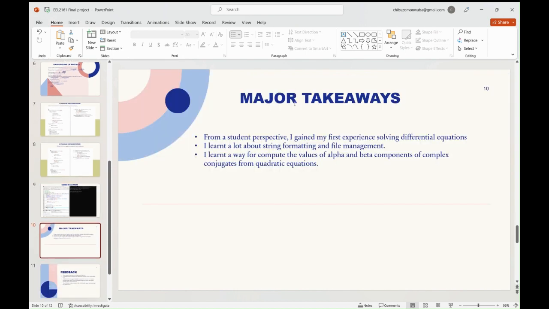The major takeaways for me, from a student perspective, were that I gained my first experience solving differential equations, which I had never learned before. I learned a lot about string formatting and file management. I also learned a way to compute the values of alpha and beta for complex conjugates of quadratic equations, which I wasn't very familiar with because I was only used to the quadratic formula, but I had to think of another way to find the coefficient of i when dealing with a complex conjugate.